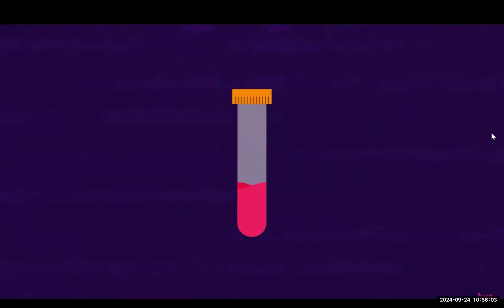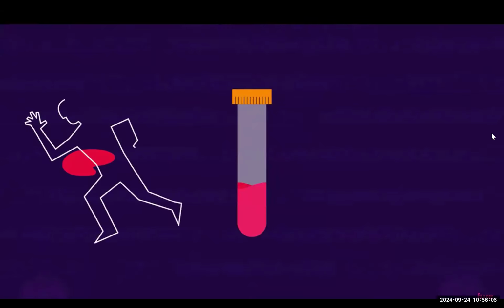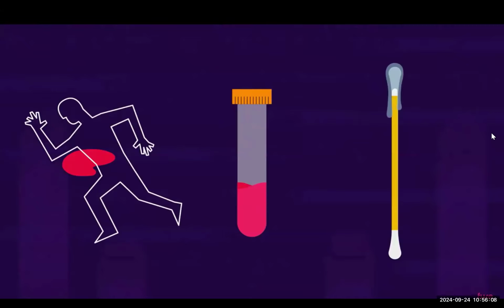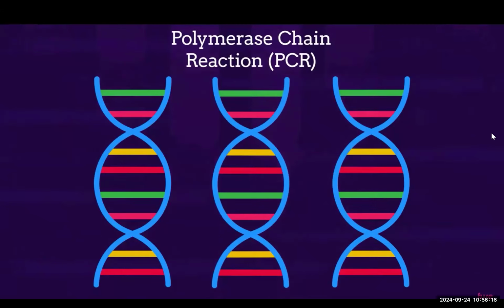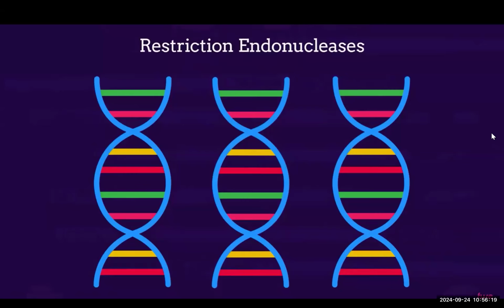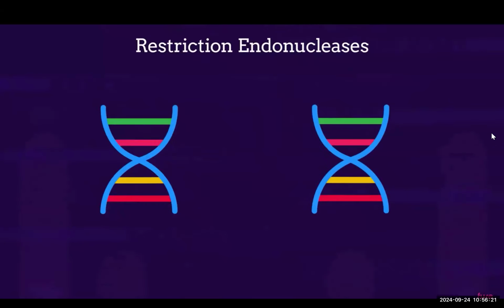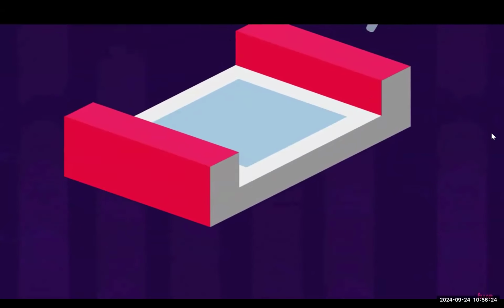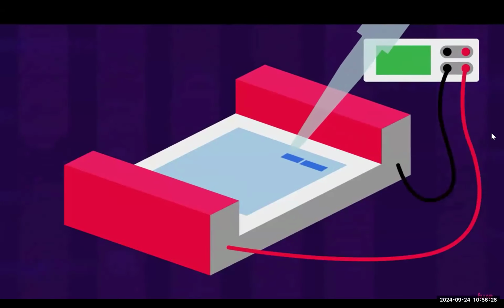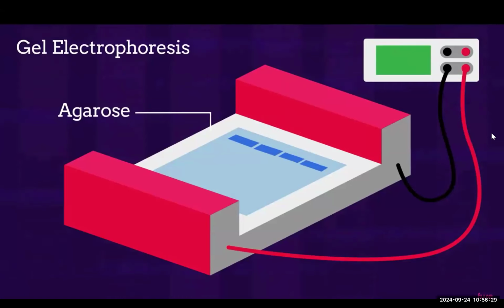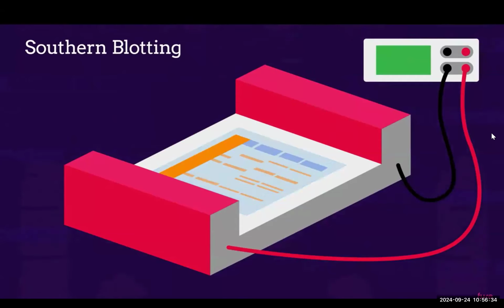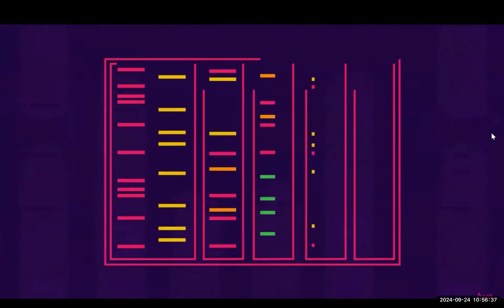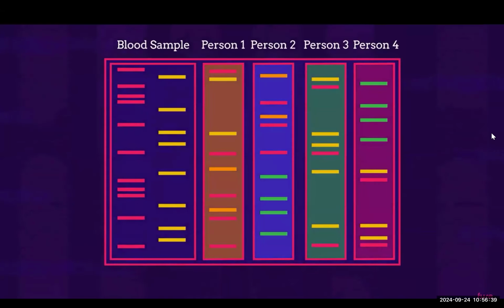A cell sample is collected. This could be from some blood at a crime scene, or a swab from the inside of someone's cheek, for example. The DNA is then extracted from the sample. Many copies of this DNA may be made using the polymerase chain reaction, or PCR. Special enzymes called restriction endonucleases are used to cut the DNA up into different size pieces. The DNA samples are then put into wells in a special gel called agarose for the process of gel electrophoresis, which separates the DNA fragments by size. The pattern is then transferred to a nylon sheet in Southern blotting. And finally, the lines produced by the DNA samples from different people are compared.